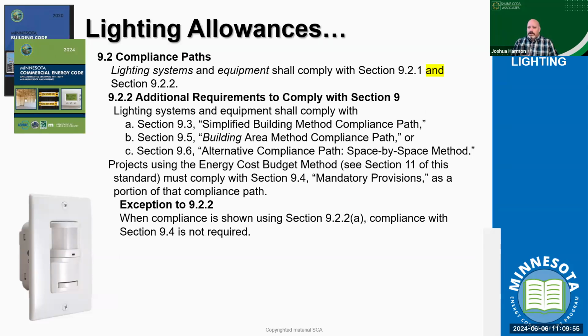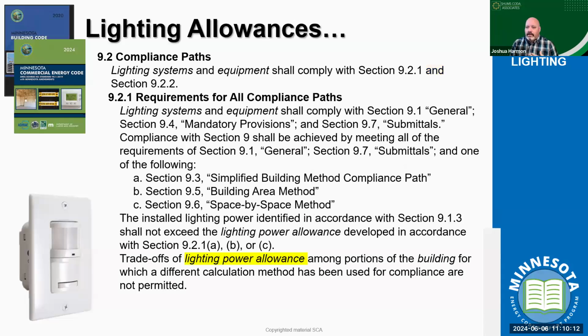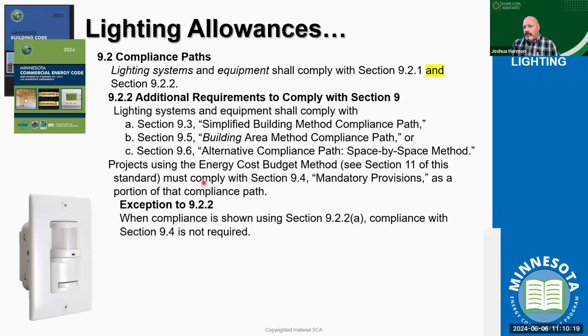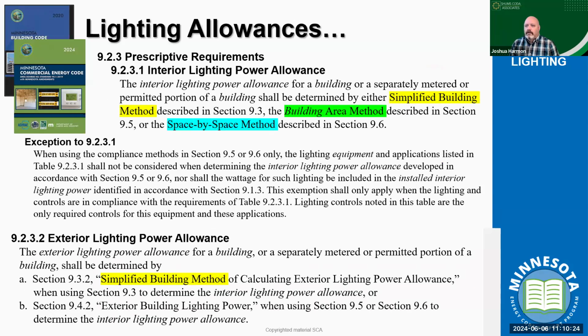Same concept when it comes to our understanding of additional requirements if we're going to be following the energy cost budget calculations, right? And so they're going to provide for us again, what are we doing? Are we looking at lighting systems and equipment that follow all these different requirements? And then again, are we going to be utilizing that energy cost budget method calculation? Same concept when it comes to exterior lighting power allowances as well.